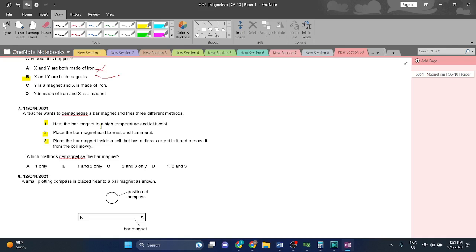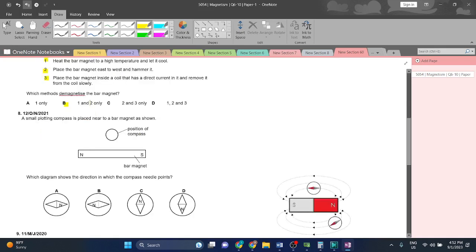On the other hand, part 3: place the bar magnet inside a coil that has a direct current in it and move it from the coil slowly. So A and B is the right answer. C is not the right answer. C is wrong. Okay?